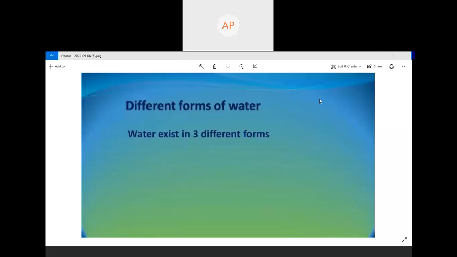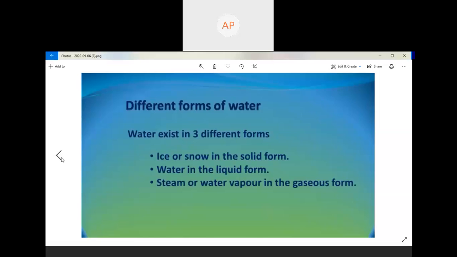Yes, it exists in three different forms. That is solid state, liquid state, and gaseous state. So in solid state, we can see water in the form of ice blocks or in the form of snow. Liquid form is the usual, normal form of water which we drink. And the last one is the steam, water vapor. So how is the ice cube, that is the solid form, formed? So when the water freezes, it becomes ice.